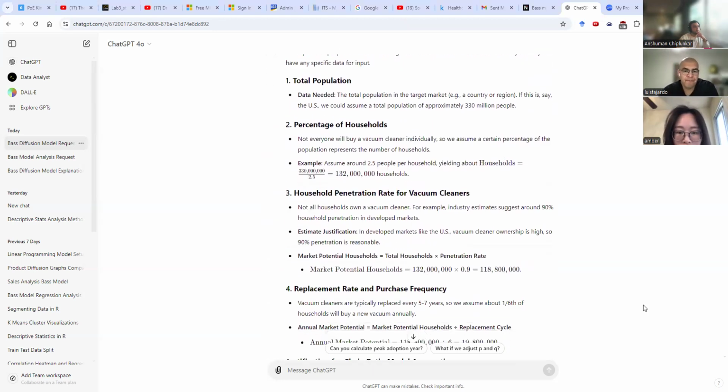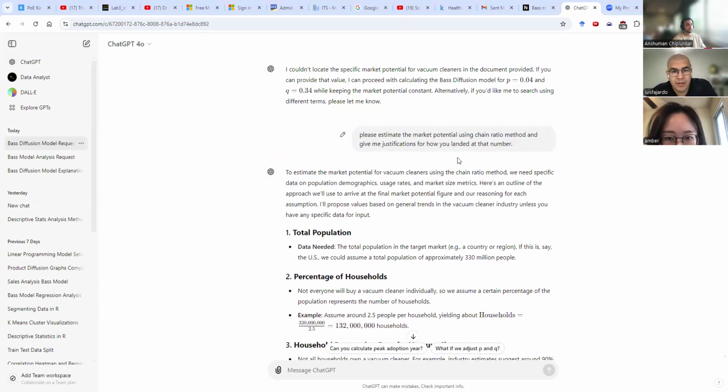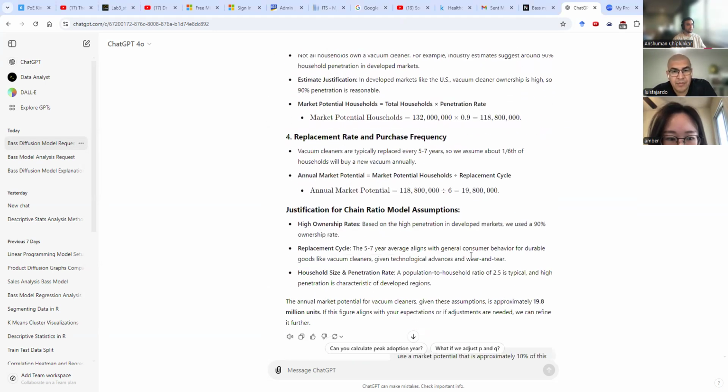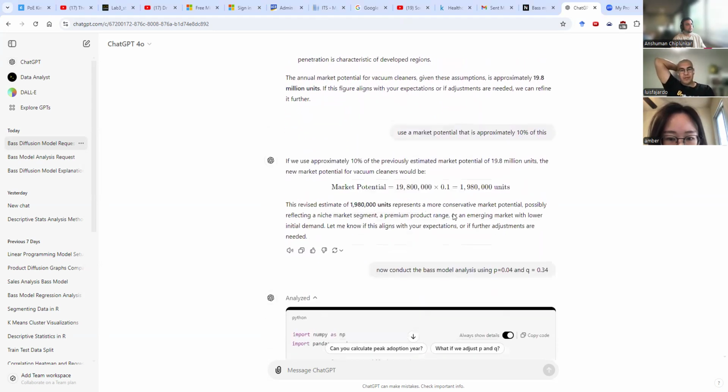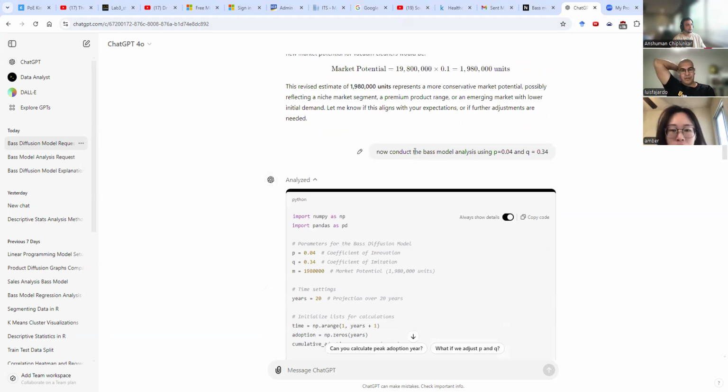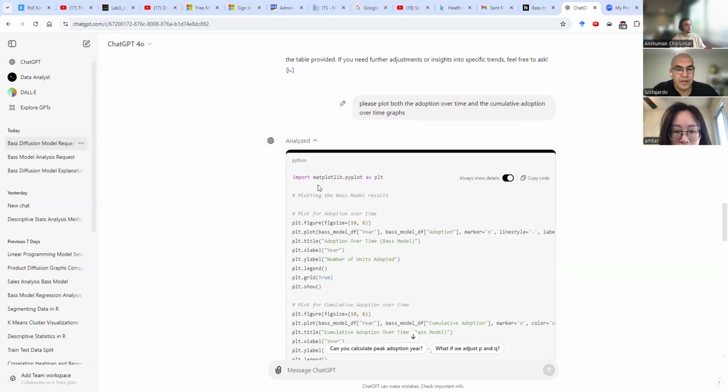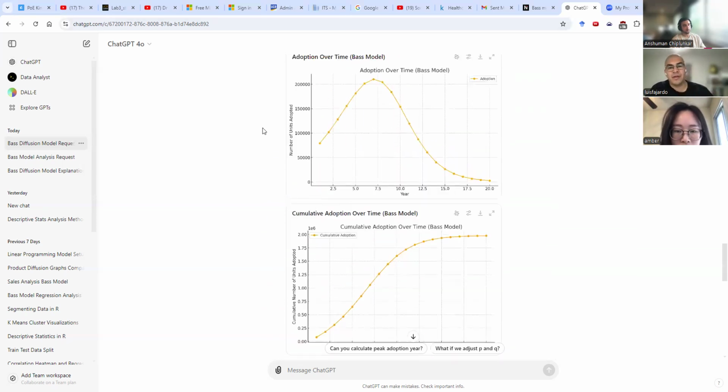Okay. So I'll do a quick recap of this part. This is the segmentation based on chain ratio. If you ask it to do a chain ratio method and give justifications for how it landed on that number, it will attempt to do something similar to what's available to us inside the StatLeap documentation. But what I really tried to do is conduct the Bass model analysis using p equals 0.04 for the innovators and q equals 0.34 for the imitators. What this means is our first graph is going to be one of adoption over time.